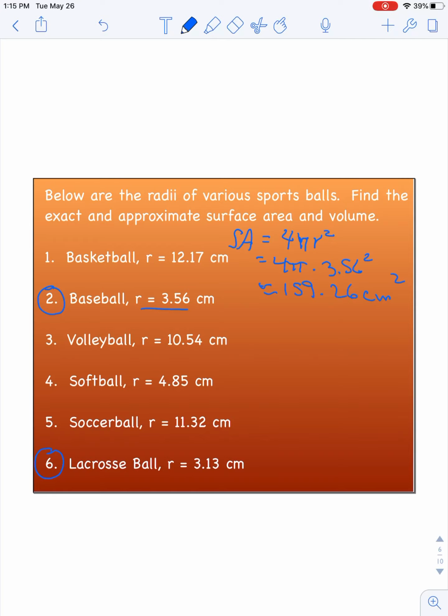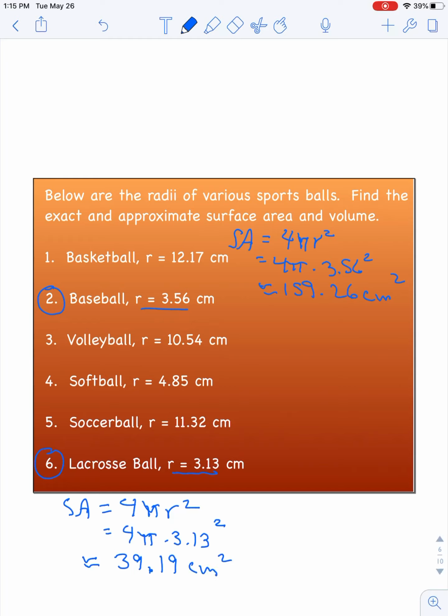Well, let's take a look at the lacrosse ball. Again, surface area is 4 pi r squared, 4 circles. We can see the radius of our lacrosse ball is 3.13. So 4 pi times 3.13 squared, and that is approximately equal to 39.19 centimeters squared.